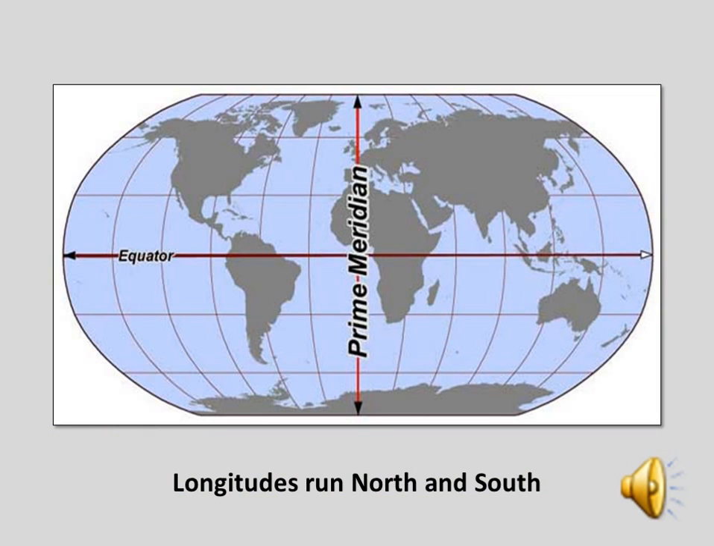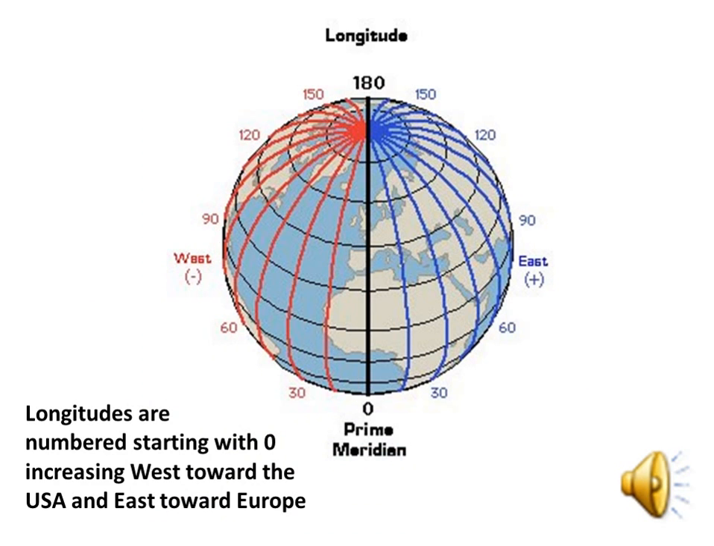This is something you probably already know. These lines from the North to the South Pole are called longitudes. You may remember that longitudes begin in Greenwich, England at 0, and they increase in number as they proceed both east and west.